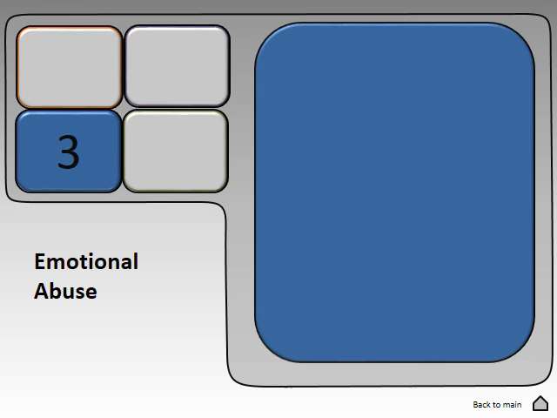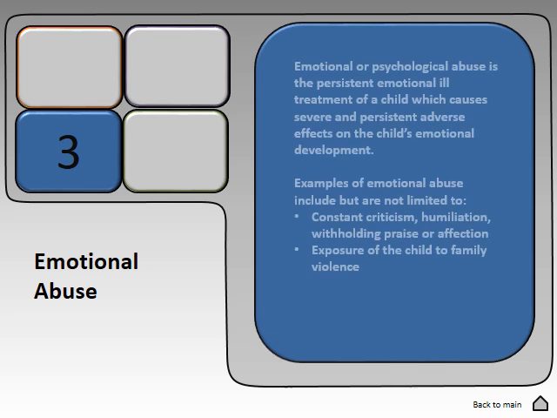Emotional or psychological abuse is the persistent emotional ill-treatment of a child which causes severe and persistent adverse effects on the child's emotional development. Examples of emotional abuse include, but are not limited to, constant criticism, humiliation, withholding praise or affection, and finally exposure of the child to family violence.